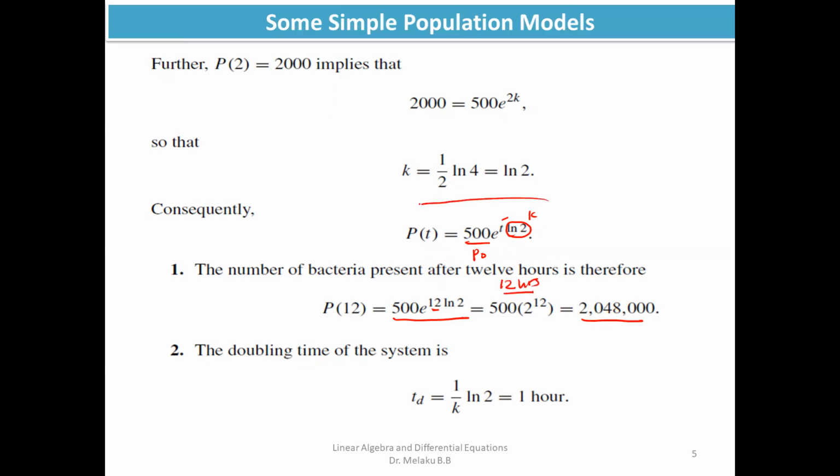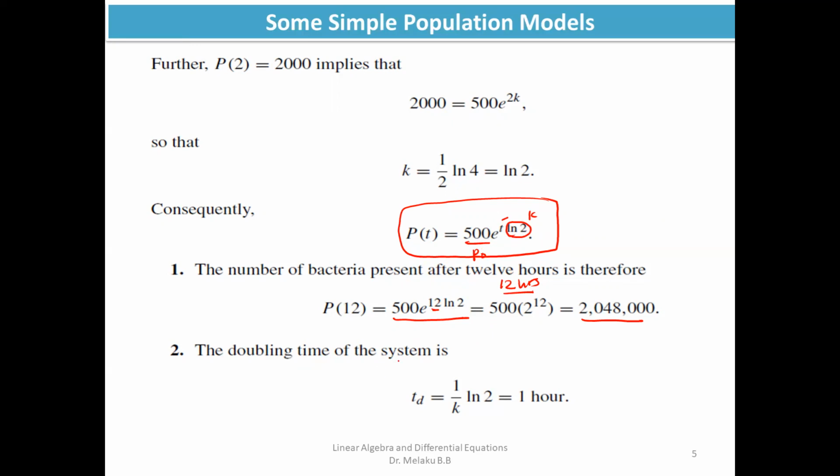So the main thing is that you should construct the solution of the bacteria population. Then once you develop the population, which depends only on t, you can find the number of bacteria after certain hours by substituting the hours in place of time.